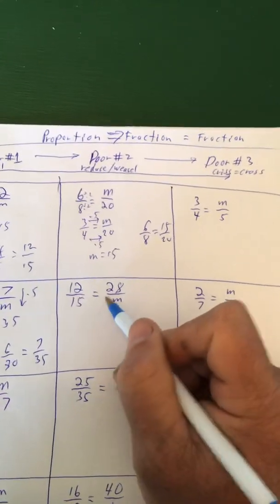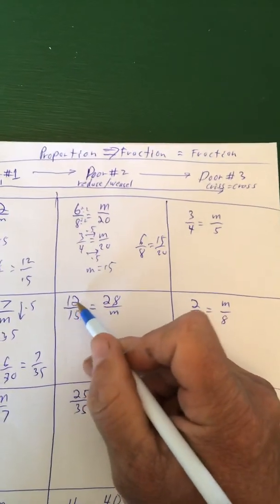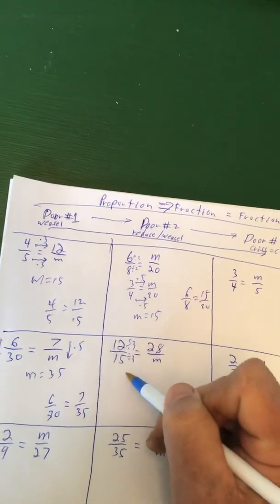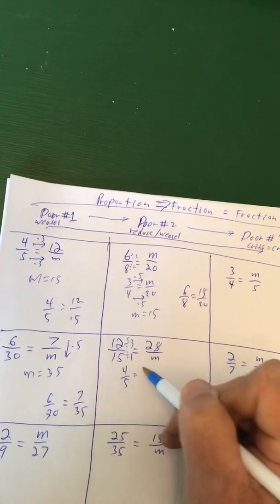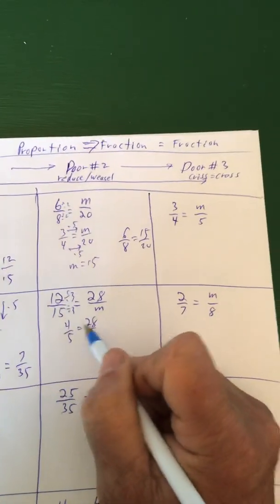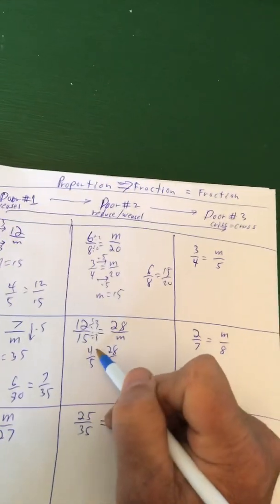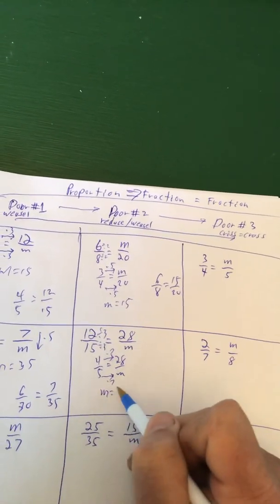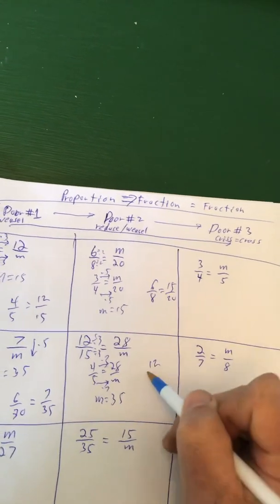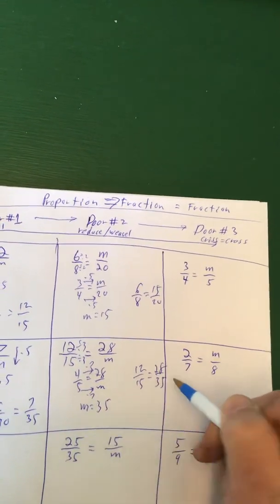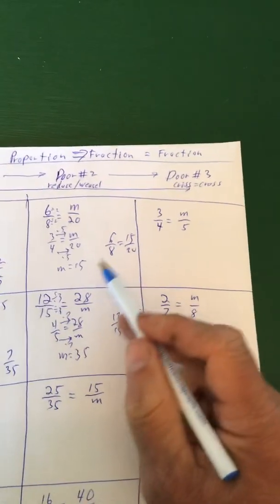Here's another one. I can't get there, but I can reduce this. I can divide both of these by 3. So that's 4 over 5 equals 28 over m. And now can you get there? How do you get from 4 to 28? Yeah, that's times 7, so m is 35. 12 over 15 is the same thing as 28 over 35. Anyways, I call this door number 2.